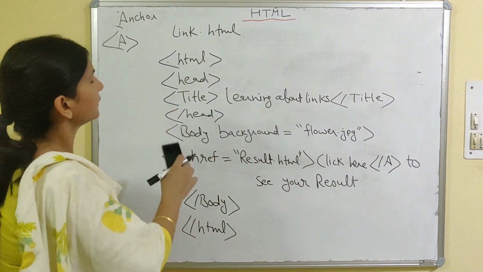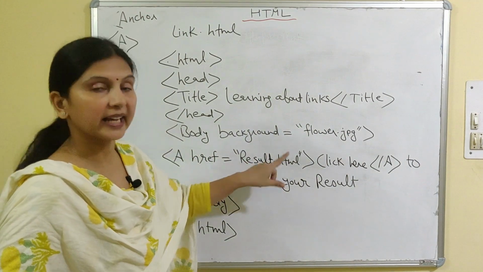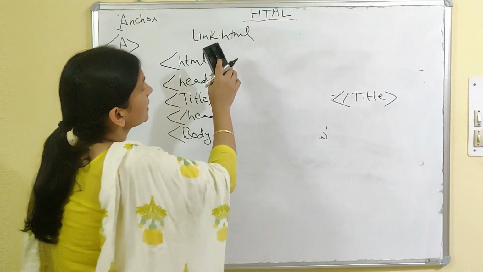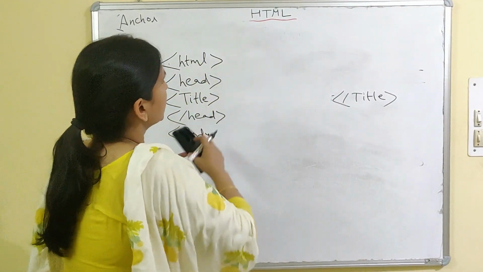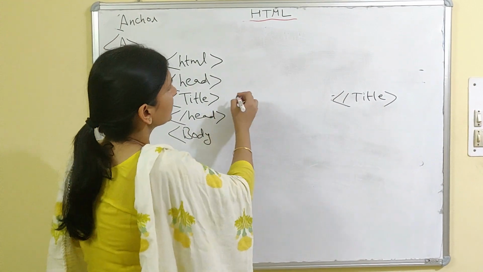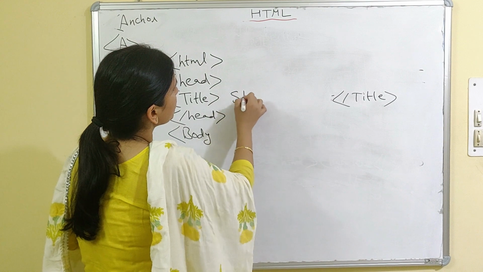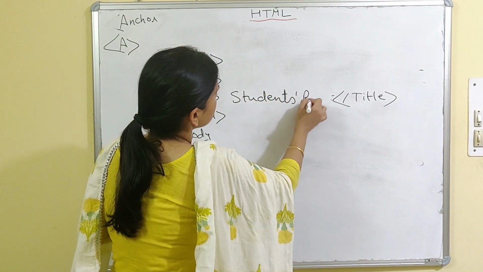Now we will make another web page, and its name is result.html. To create it, I will make changes in the same file, like the title. Now I will give "Students result".